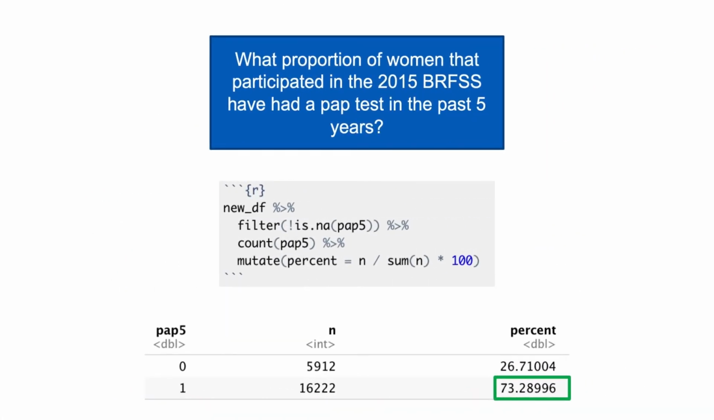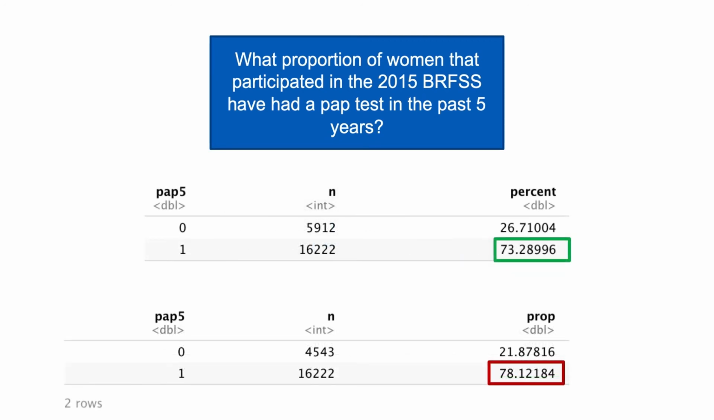Now we can create a simple one-way frequency table to answer our research question. What proportion of women that participated in the 2015 BRFSS have had a Pap test in the past 5 years? The answer is about 73%. Notice that when we fail to account for the skip pattern, as shown in the bottom frequency table, we overestimate the proportion of women who had a Pap test in the past 5 years.